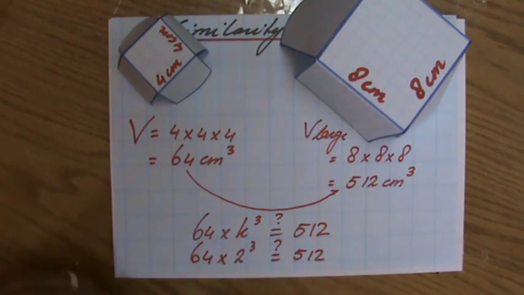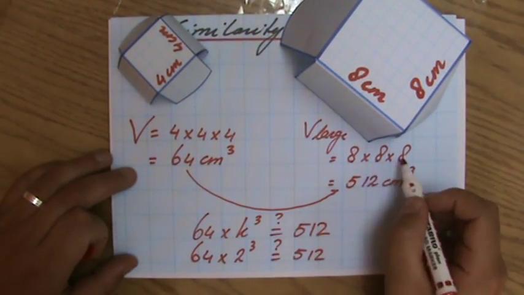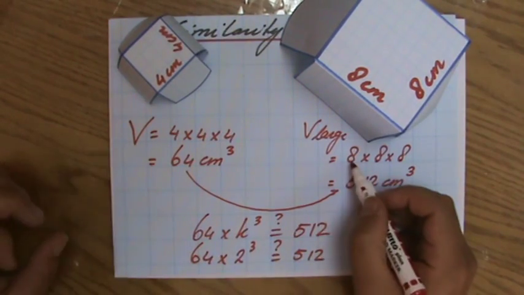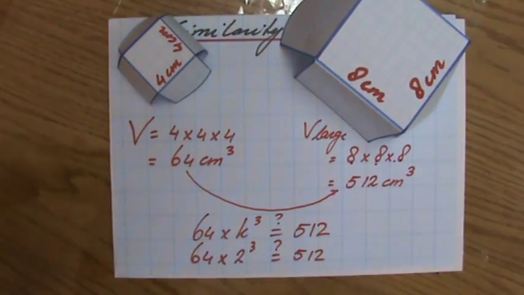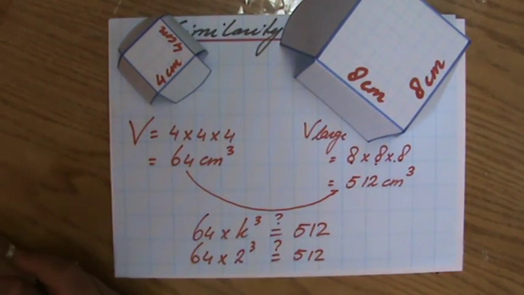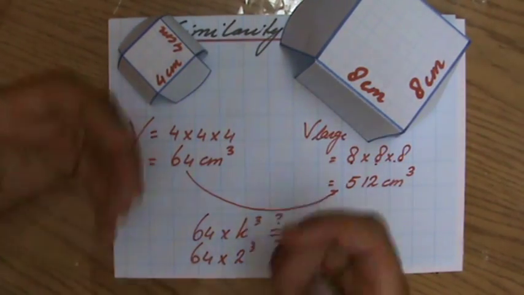And why is that? Because each length has been multiplied by that scale factor of 2. So 2 times 2 times 2, it's the scale factor cubed, because 3 times you have used that scale factor. Okay, so that was similarity involving volume.